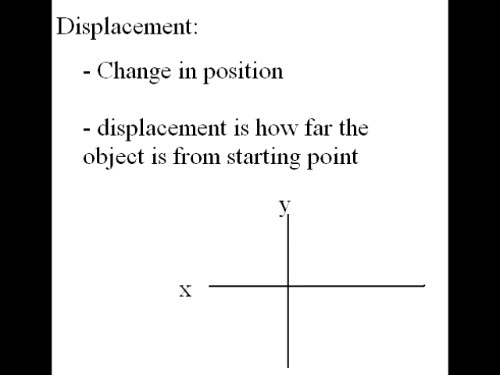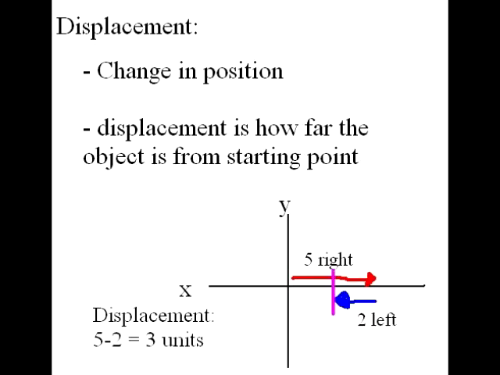Displacement is the change in the position of an object, or in other words, how far an object is from the starting point. Below the definition, you can see a graph. The red line represents an object moving 5 units to the right. Now I have added a blue arrow pointing to the left. This represents 2 units to the left.